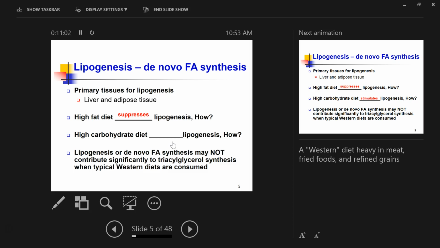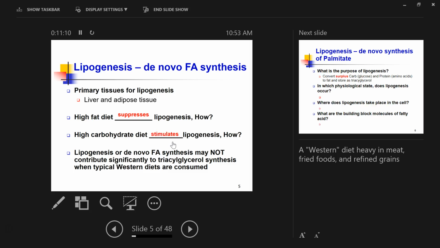And next, how about a high carbohydrate diet? Increase, yes. Increase or stimulates lipogenesis. Yeah, I think you did mention that carbohydrate and acetyl-CoA can stimulate lipogenesis. When we have a higher carbohydrate diet, we get very active glycolysis and produce a lot of acetyl-CoA, right? And this will serve as the substrate for fatty acid synthesis.